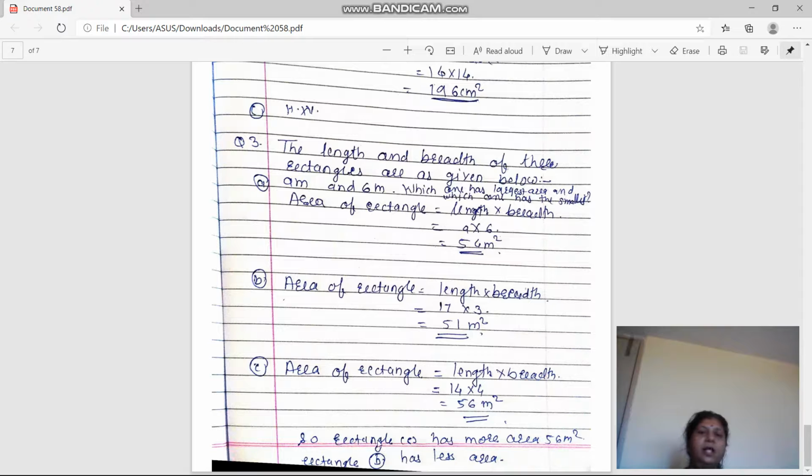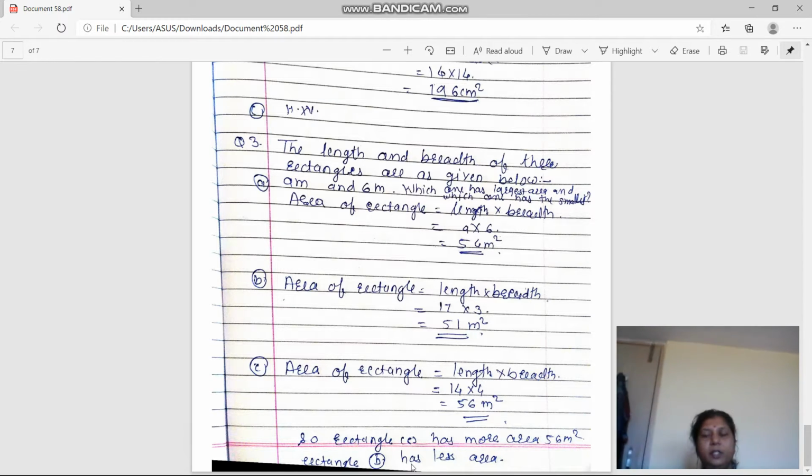Okay. So the first rectangle has 54 square meter area. Second rectangle has 51 square meter area. Third rectangle has 56 square meter area. So which rectangle has the maximum area? C, right? That is 56 square meter. Then which rectangle has the minimum area? 51 square meter. That is B. Okay. Is this clear? Fine.